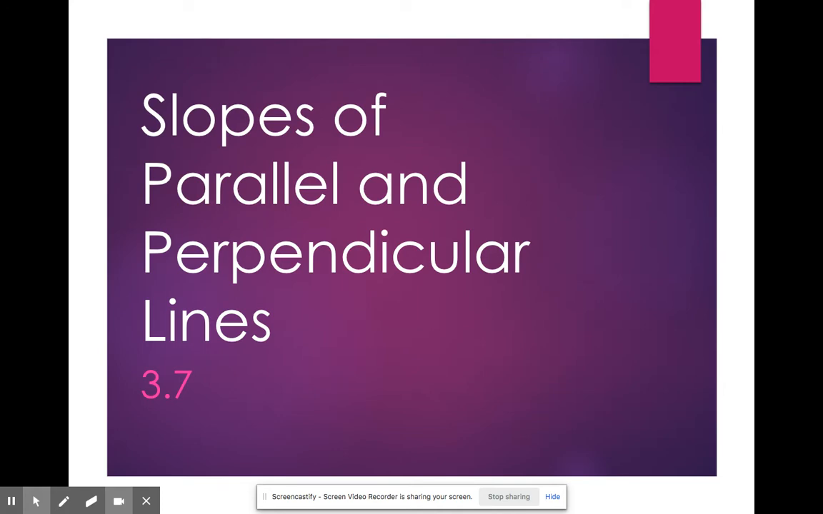This lesson on parallel lines also includes perpendicular lines, so I'll stop once we are finished with parallel. Please let me know if you have any questions.